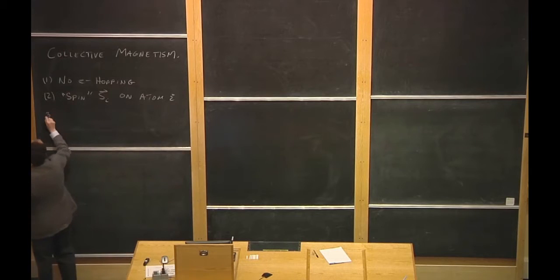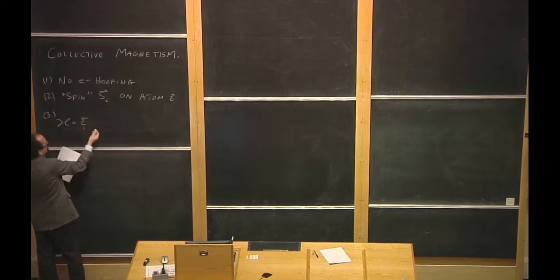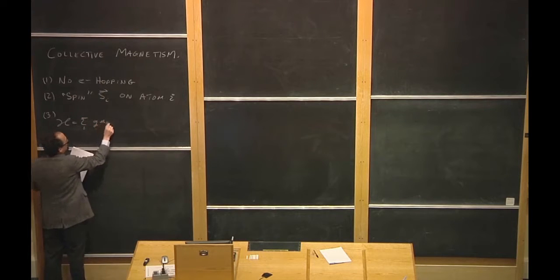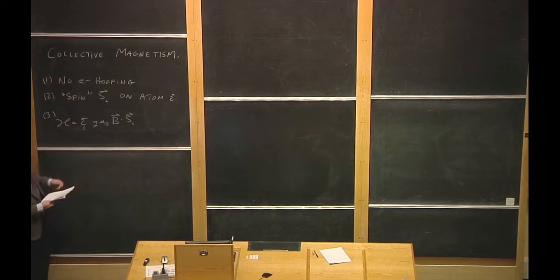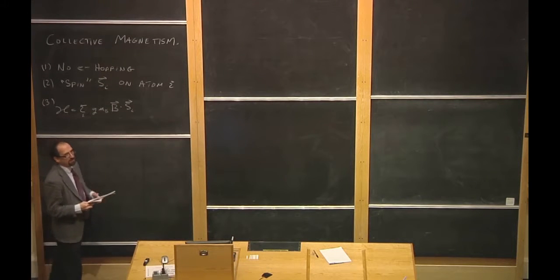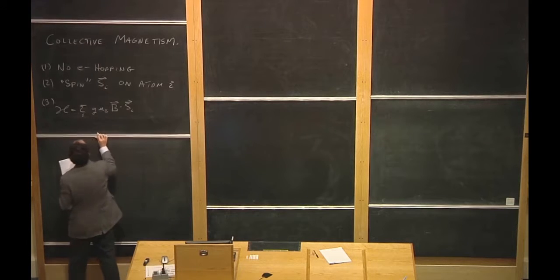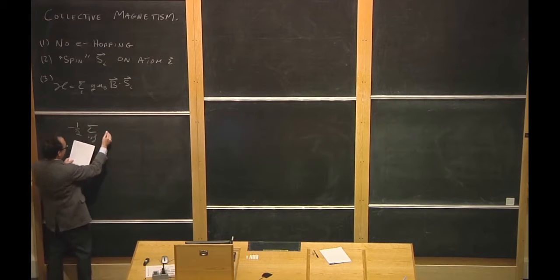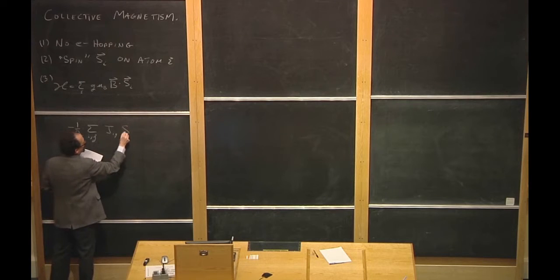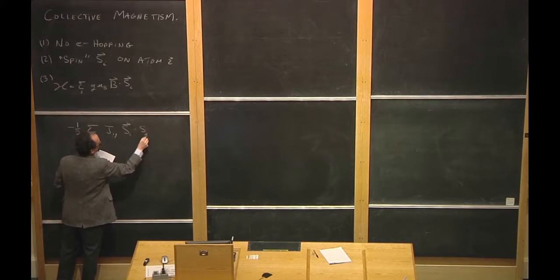So here's Hamiltonian 3. H equals, and it has two pieces. The first piece should look familiar: g mu_B B dot S_i. That's just the coupling of the spin to the external magnetic field. This is the term that gave us paramagnetism. Then we're going to add another term, with a minus sign and a 1/2 out front, sum over i and j over atoms i, j, of J_ij S_i dot S_j.